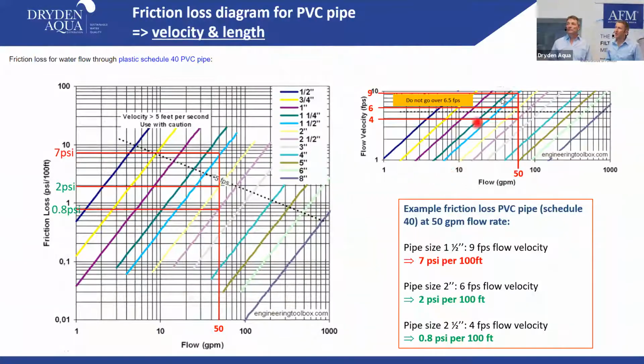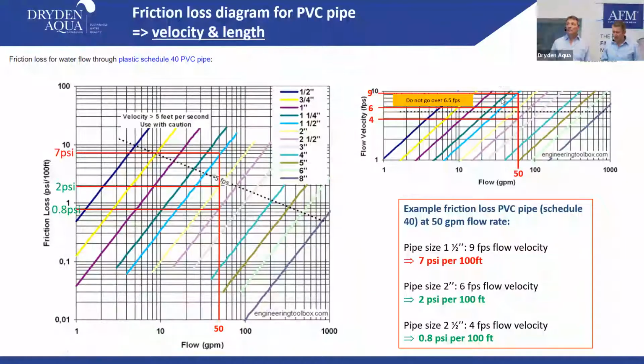Plus you have the colored lines here, which is the pipe diameter. So for example, if we have 50 gallons per minute flow, and we use a 1.5 inch pipe, your velocity through the pipe will be 9 feet per second. Which is too high. Which in that case would be way too high, and we explain why.